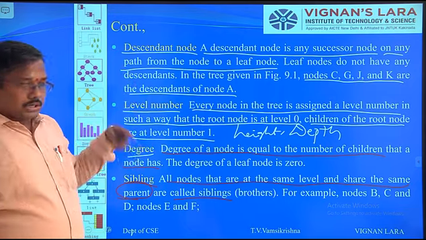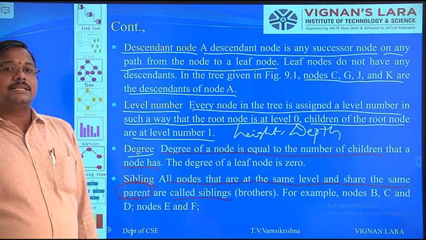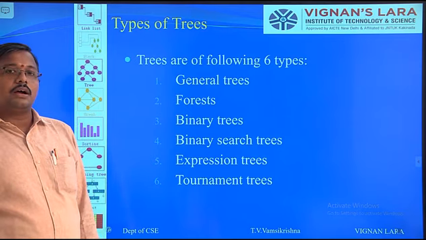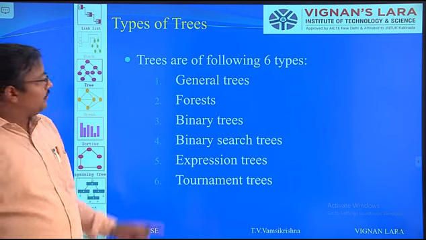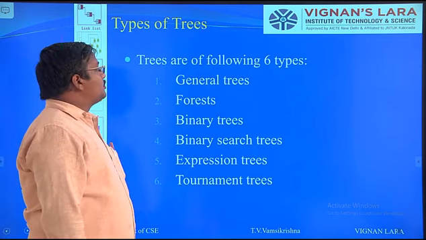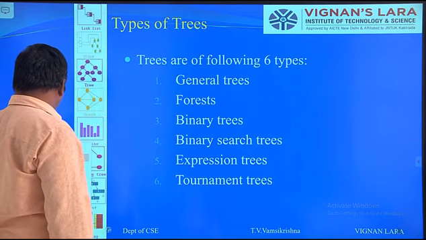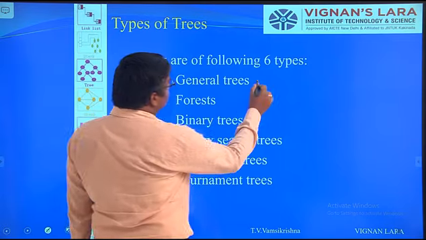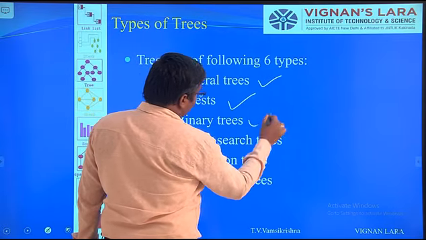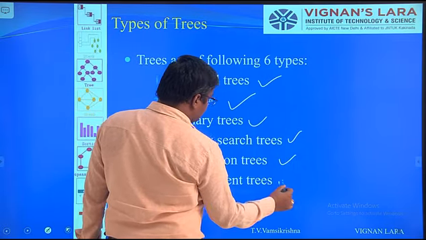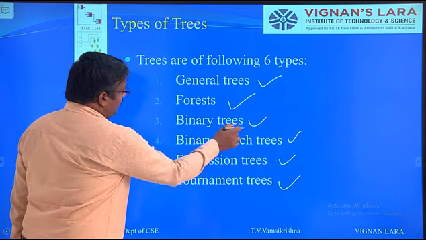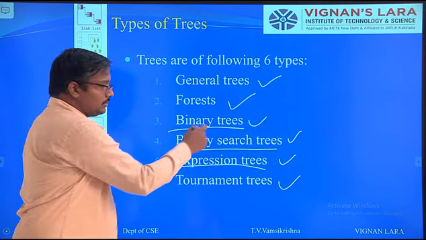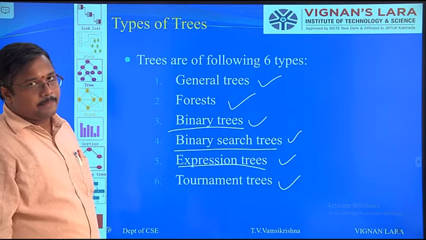So these are all our concepts that come from the basic terminology of trees. Next we will move on to types of trees. Here there are six different kinds of trees in total, but according to your syllabus we are discussing only these two, and this one is also there, but that is a part of binary search trees.